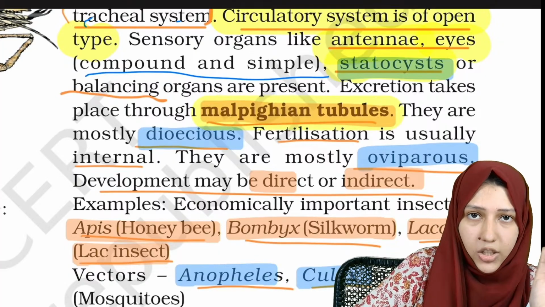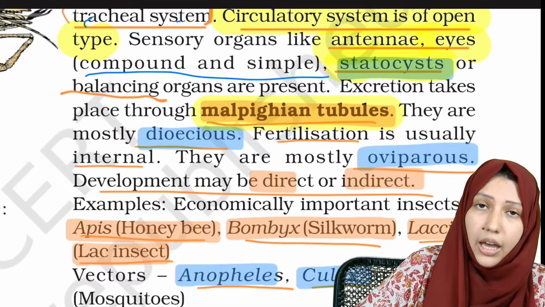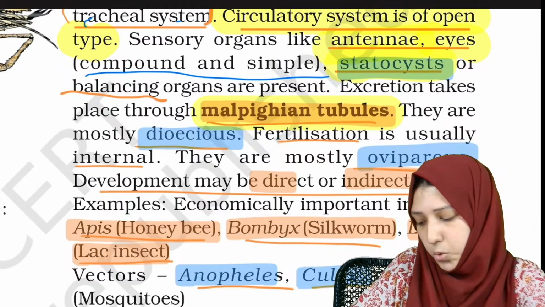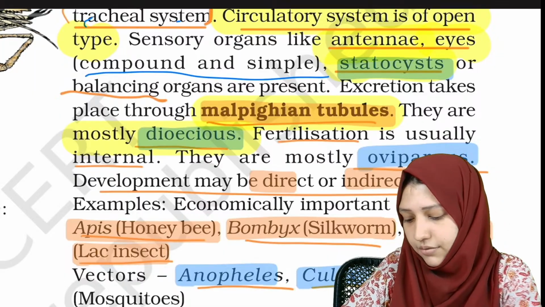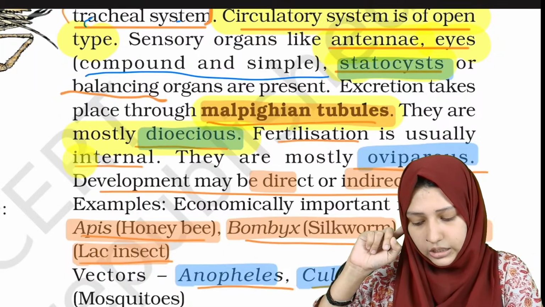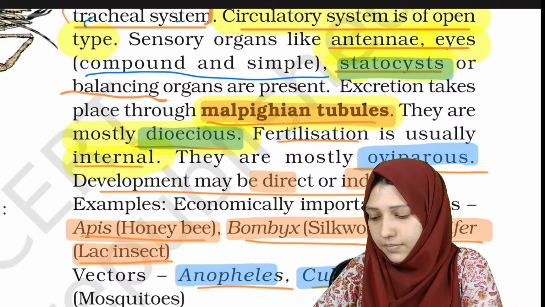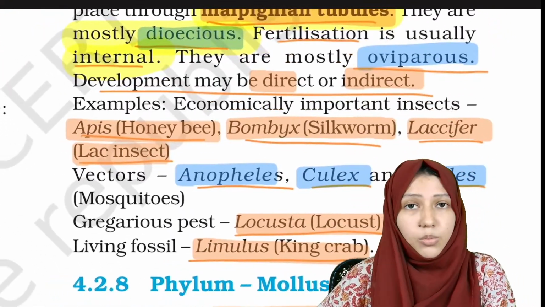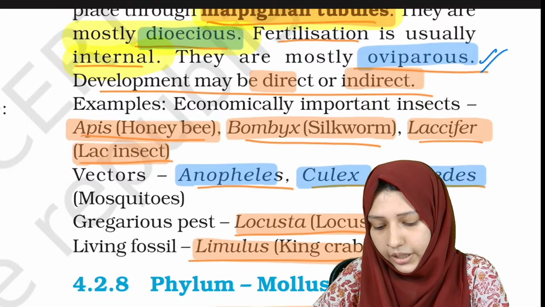They are mostly dioecious. In annelids we have seen that they are dioecious and monoecious, but here they are mostly dioecious. Fertilization is usually internal, and there is a new point that we are coming through. It is oviparous. Phylum Arthropoda is oviparous. The development may be direct or indirect.